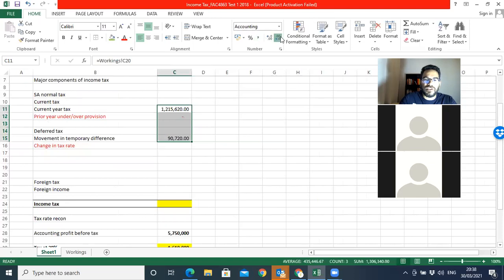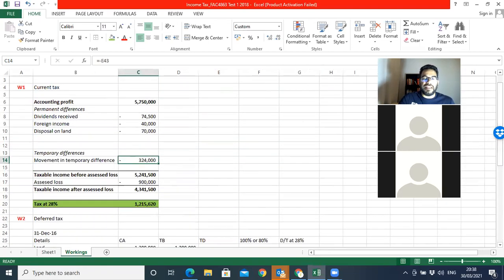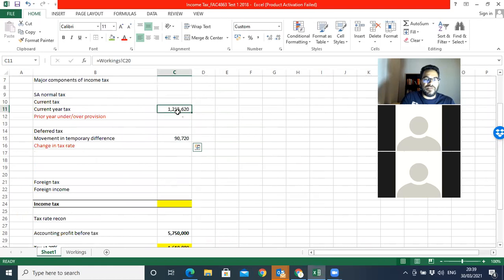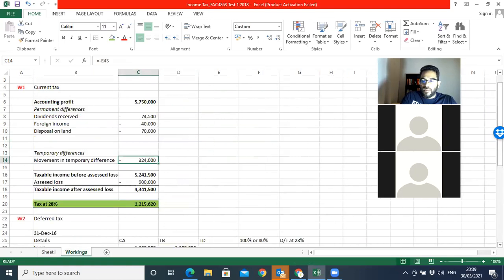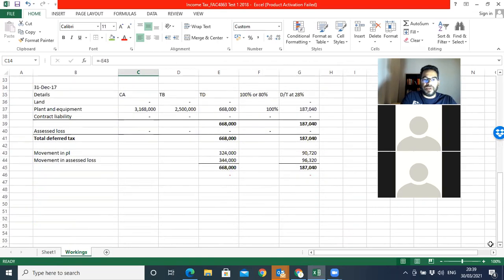And the question is why? You need to think in the working, I'm calculating taxable income. I'm going from accounting profit to taxable income. So I'm dealing with it from a SARS point of view. Over here, I'm dealing with it from an accounting point of view. So how does this differ?